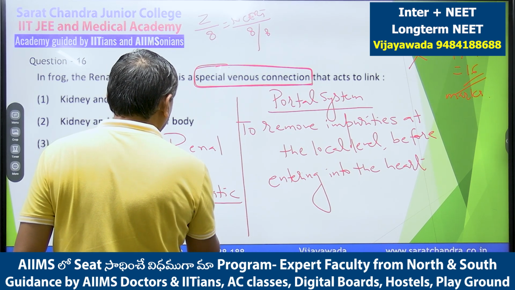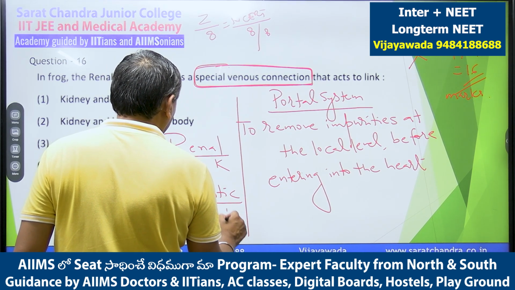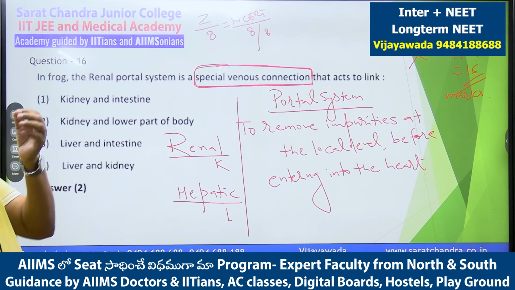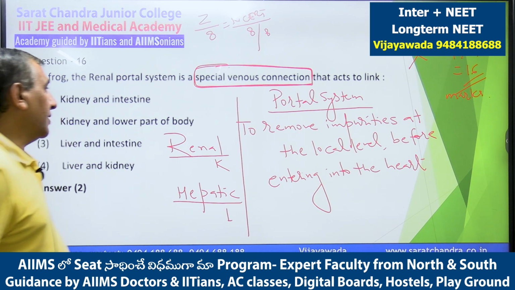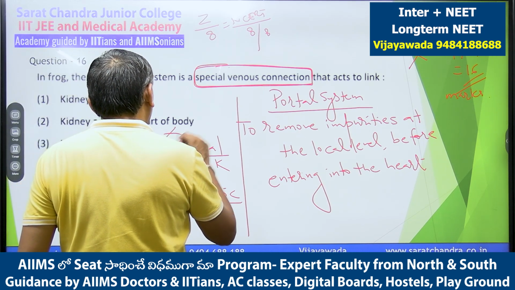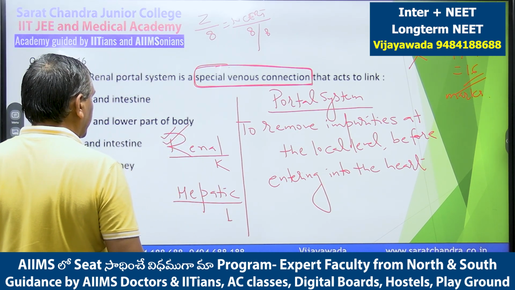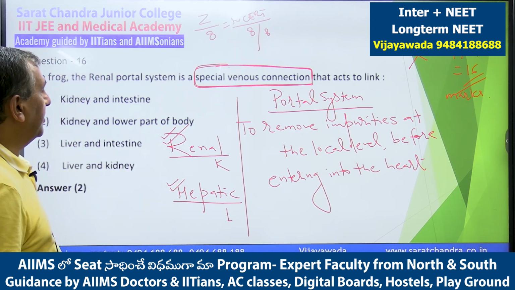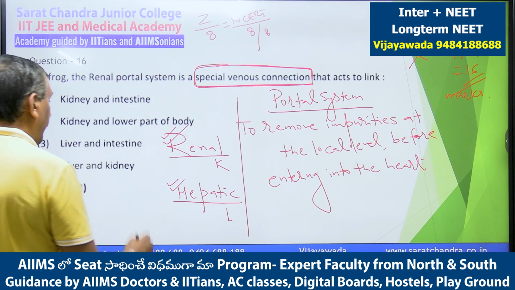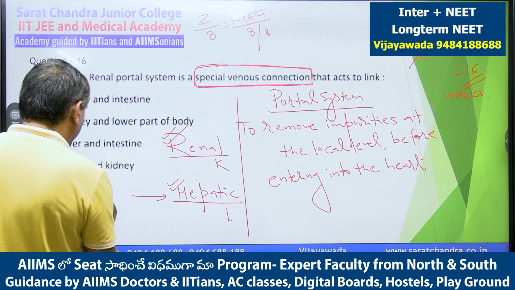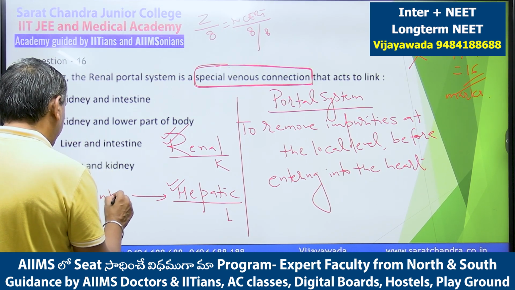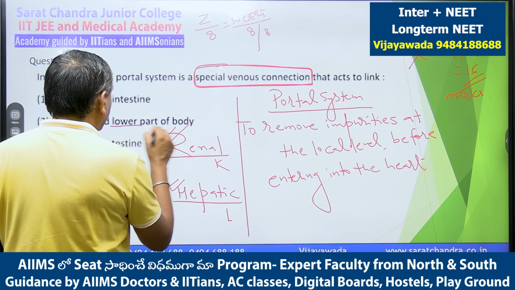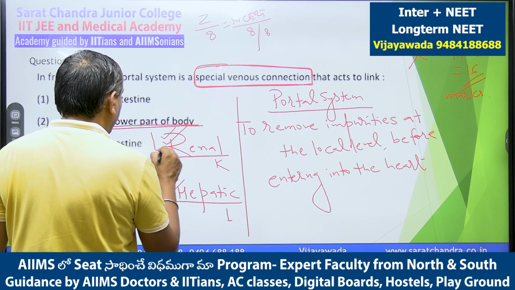Renal, Latin name for kidney, hepatic means liver. The name of the portal system is given by where it ends. If the portal system ends in the kidney, it is the renal portal system. If the portal system ends in the liver, it is known as the hepatic portal system. In frog, the hepatic portal system starts from the intestine and ends in the liver, and the renal portal system starts from the lower parts of the body and ends in the kidney.